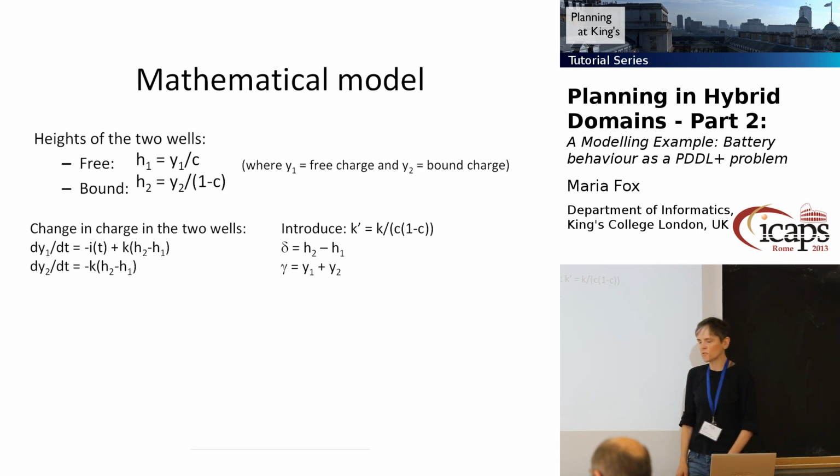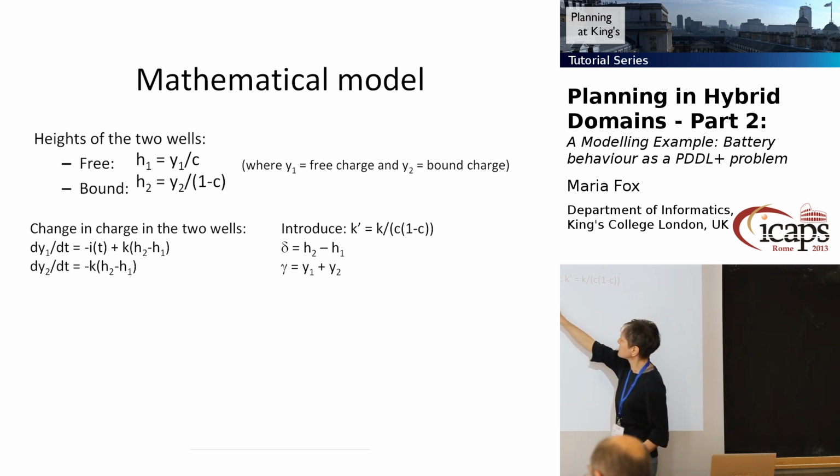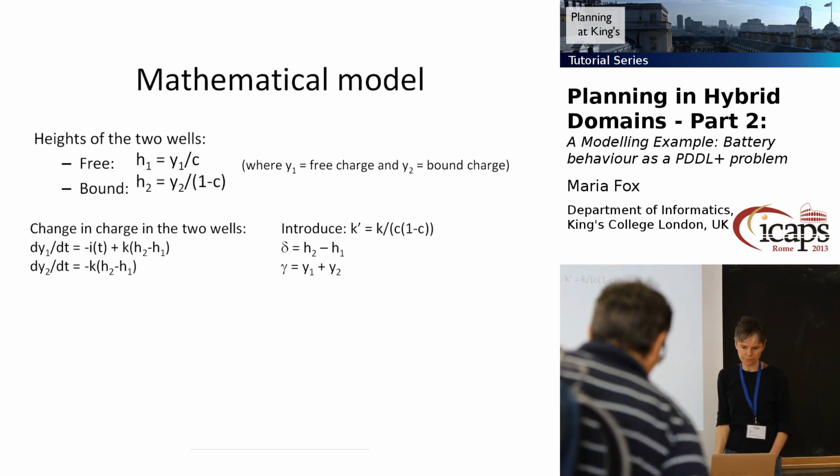And it's useful to introduce a variable k prime, which is k over c times 1 minus c. So you can think of k prime as being kind of normalized according to the widths of the two wells. And then we can define these two variables, which are the critical variables for describing the discharge processes of the battery: delta, which is h2 minus h1, and gamma, which is y1 plus y2.